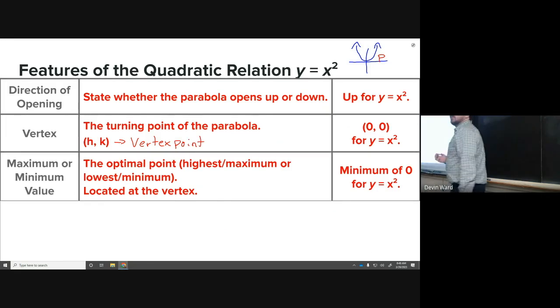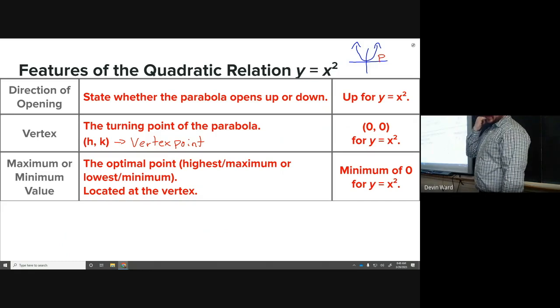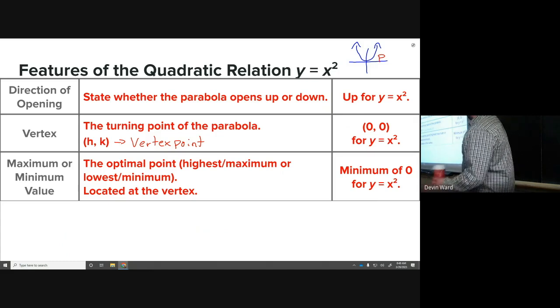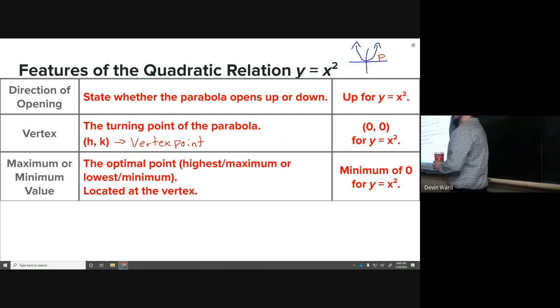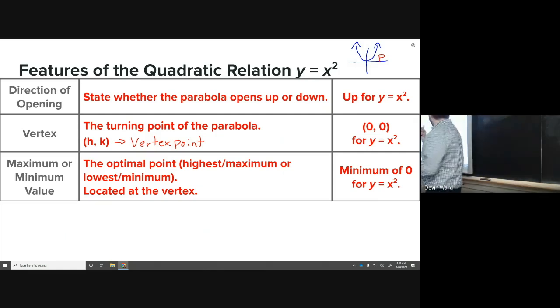We'll talk about that a little bit more. Not tomorrow. Actually, yes, tomorrow. No, not tomorrow, the day after now. When we talk about it in relation to the vertex form of quadratics.